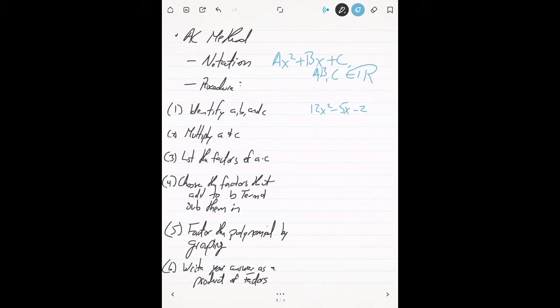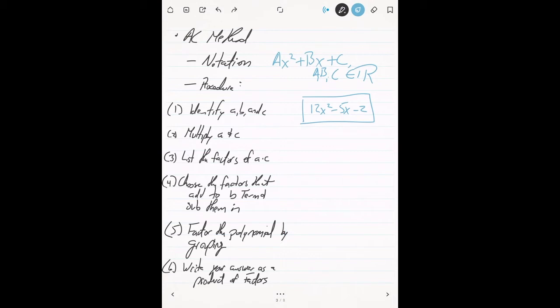So we have this procedure. It's a very lengthy procedure. I'm not going to lie to you, the AC method is a bit more complex of a technique to do. However, once you have it down and memorized, it's going to save you an enormous amount of time and make your work so much easier. We're going to start by taking this example here, 12x squared minus 5x minus 2. We're going to follow along this procedure step by step to see how we actually go about factoring this.